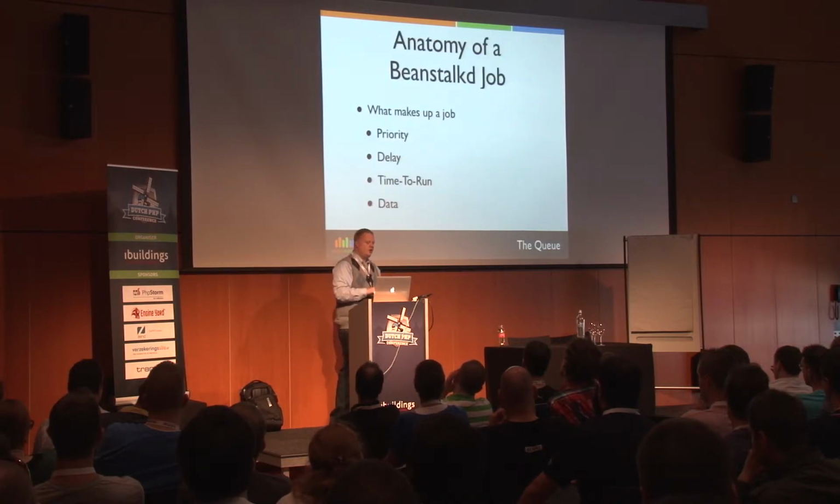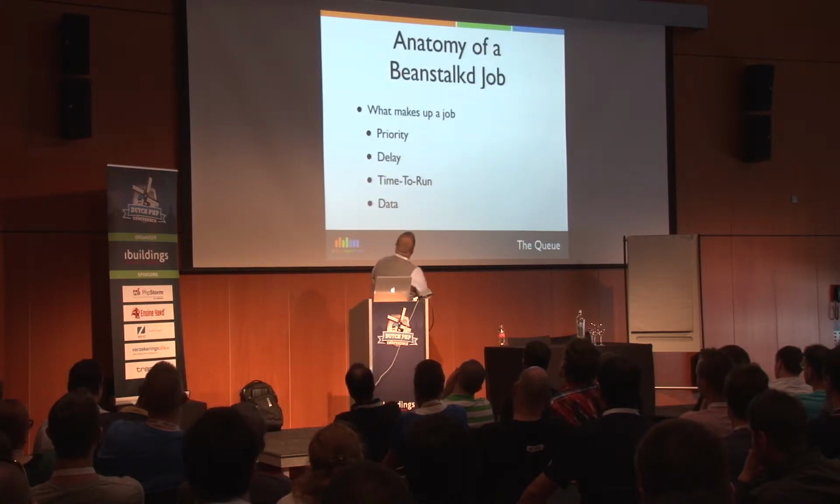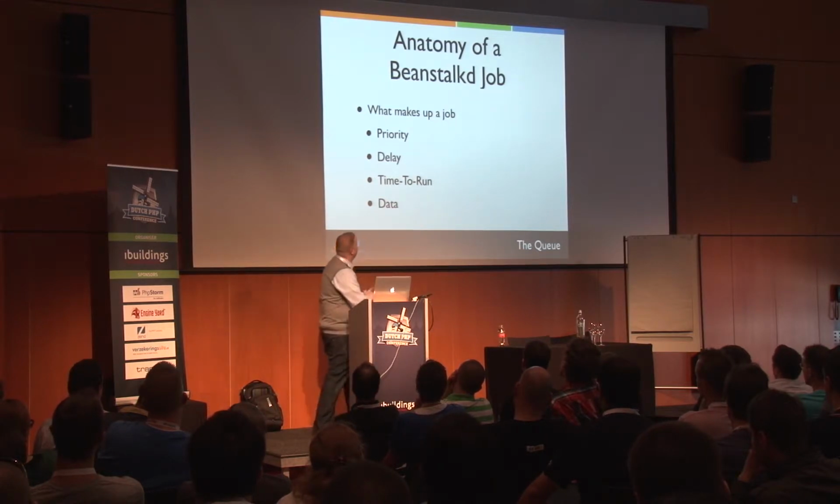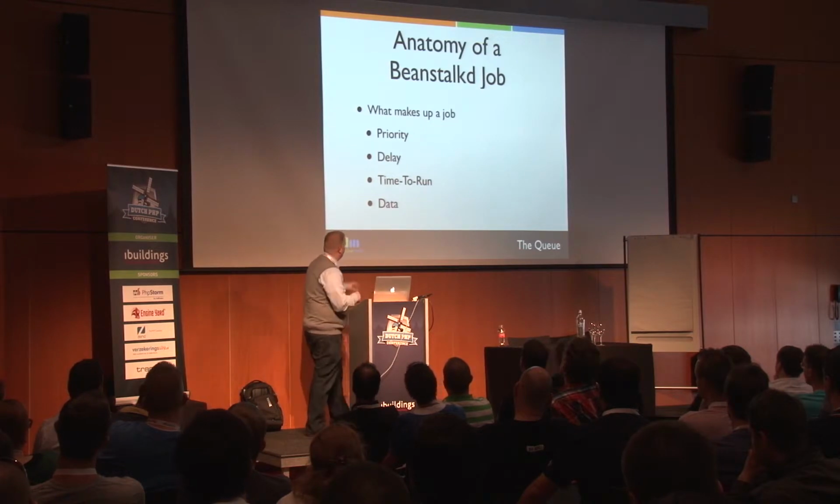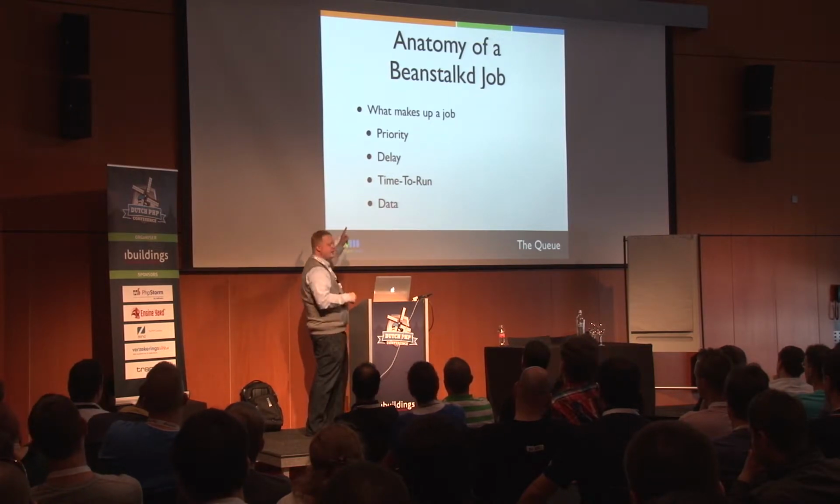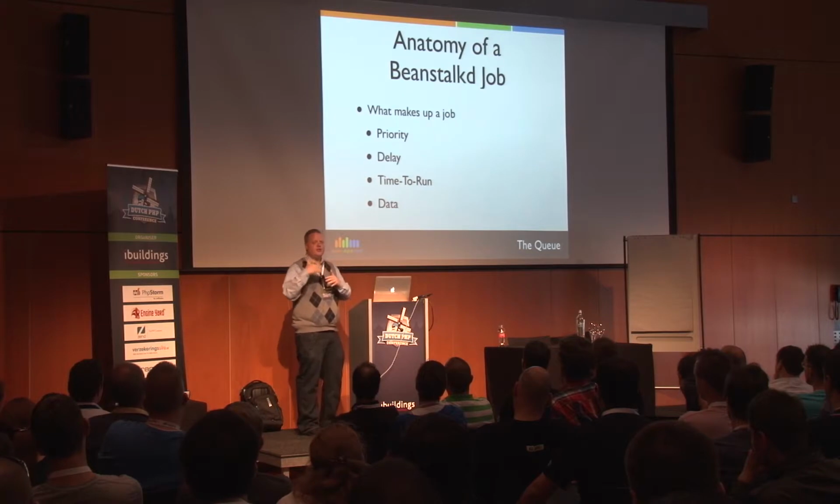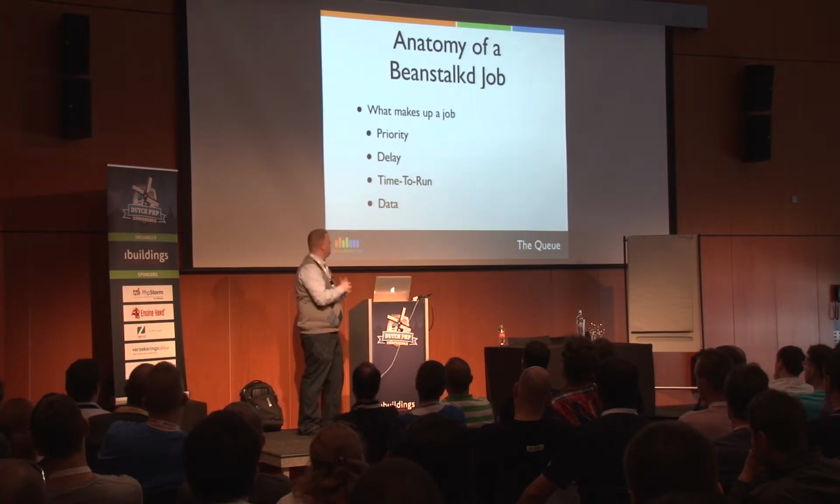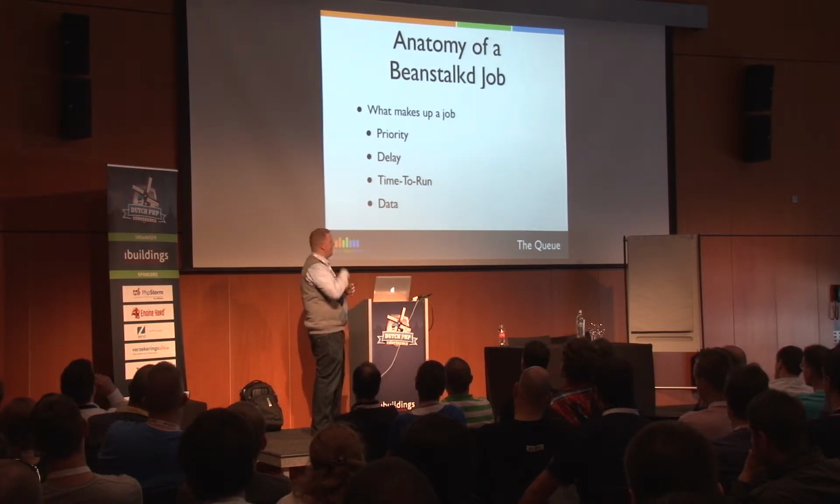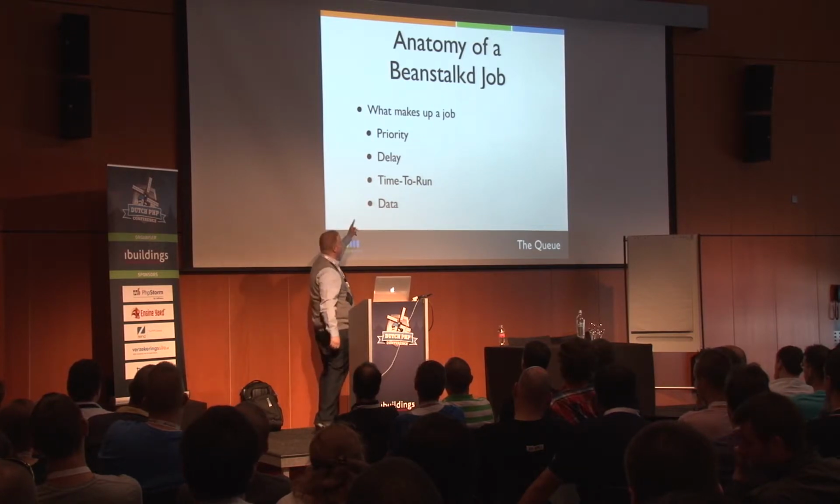All right. So the anatomy, I told you I'm jet lagged. The anatomy of a Beanstalk job, and basically what makes up a Beanstalk job are 4 pieces of data. You have a priority, which Beanstalk will make sure to use. Things that have a higher priority will be picked up by a worker before those with a lower priority.